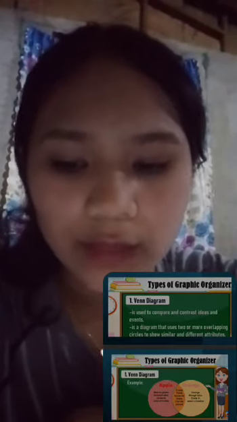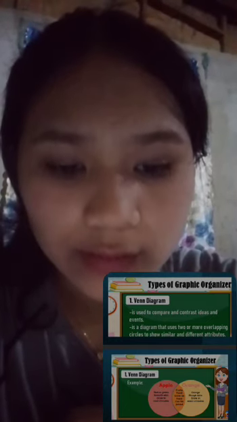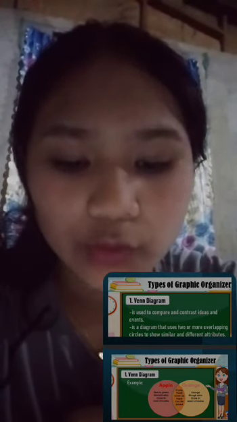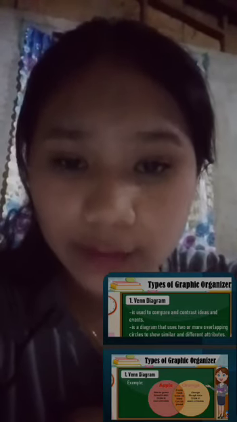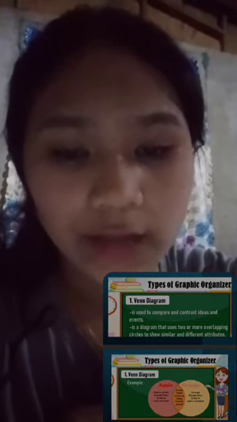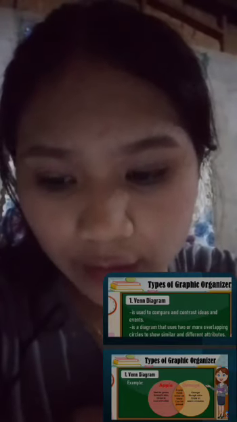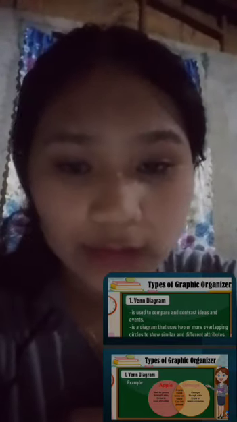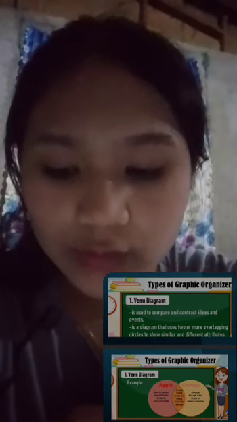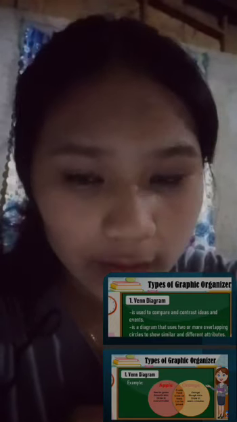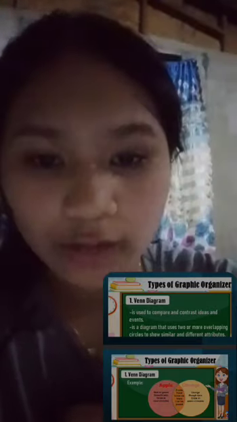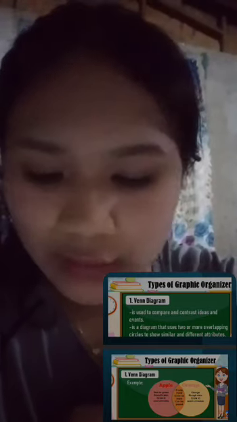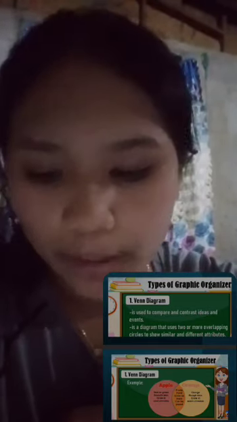First, Venn diagram. It is used to compare and contrast ideas and events. It's a diagram that uses 2 or more overlapping circles to show similar and different attributes. It is used to compare how things are alike and to contrast how things are different. So how it works: each circle represents one item or idea. The middle, or what we call the overlapping part, shows what they have in common.